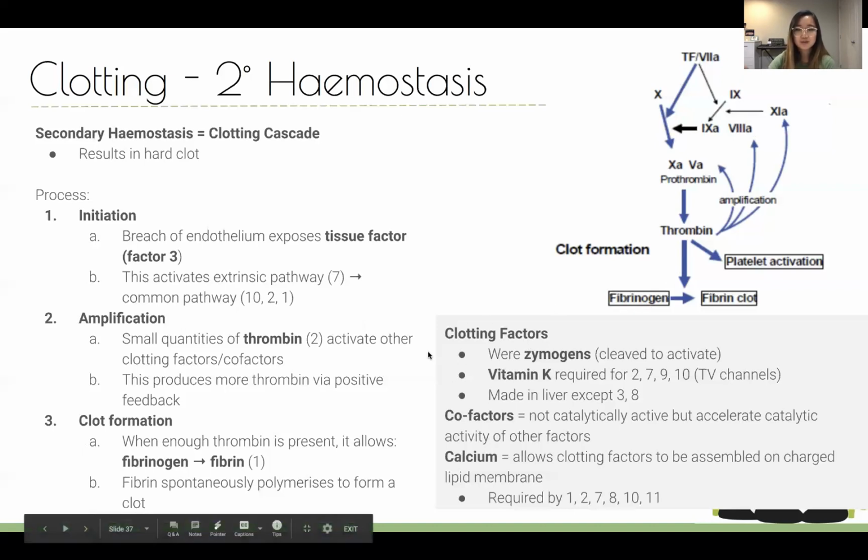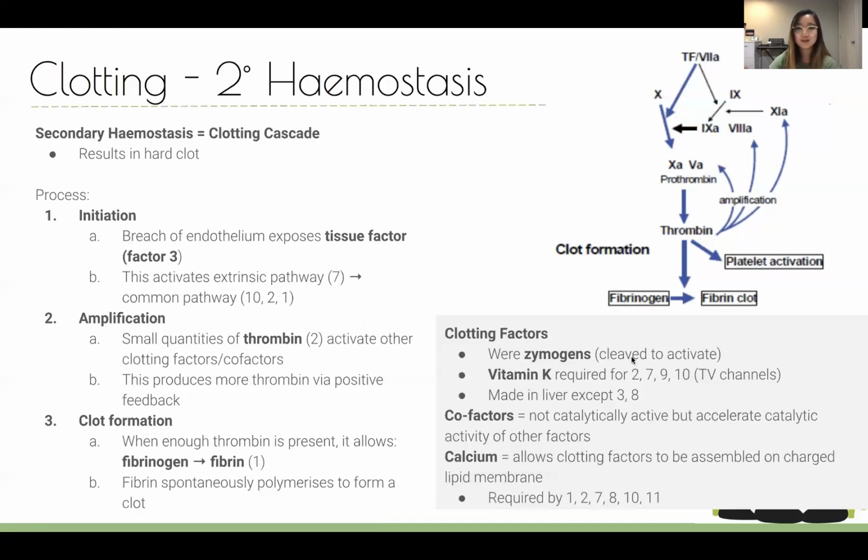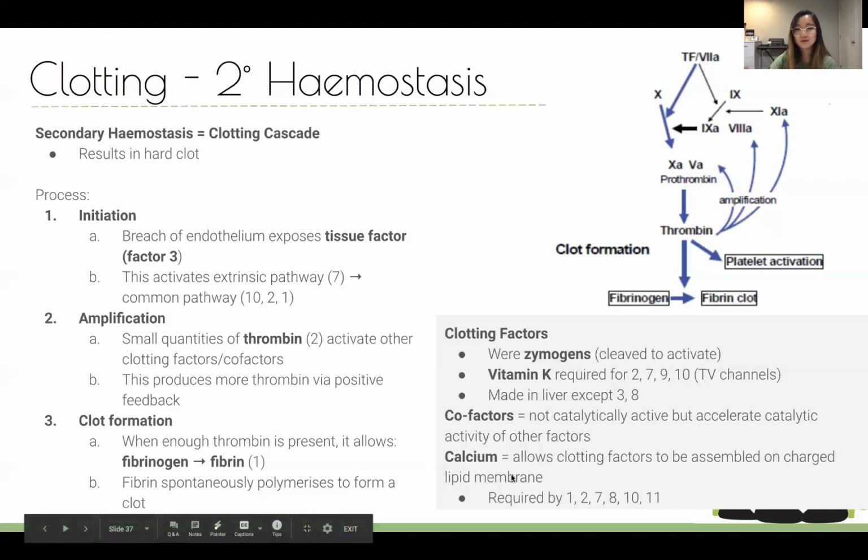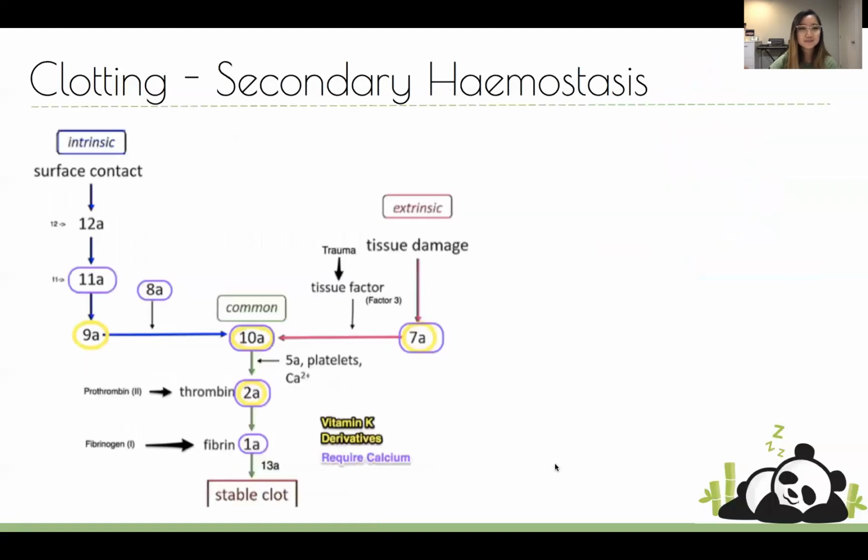Important things in here would be clotting factors. Clotting factors are zymogens, and you cleave them to activate them and make them clotting factors. Vitamin K is required for 2, 7, 9, 10, so the TV channels, and all of them are made in the liver except for 3 and 8. Cofactors aren't catalytic, but they accelerate the catalytic activity of other factors. And then calcium is required for a lot of things, and that comes into play a little bit later.